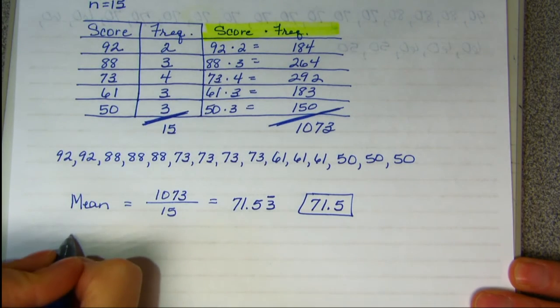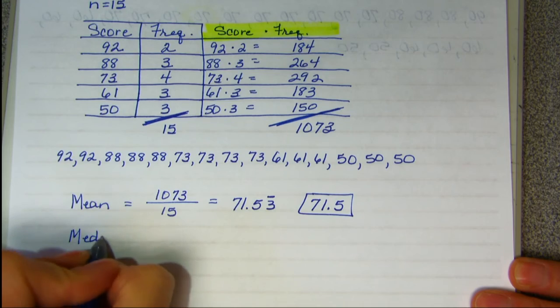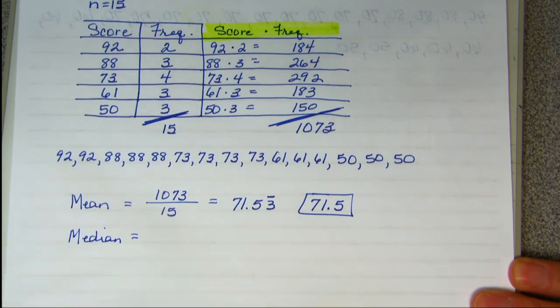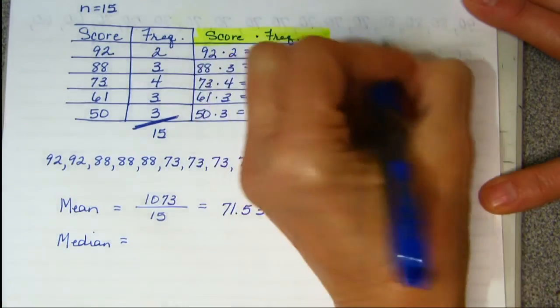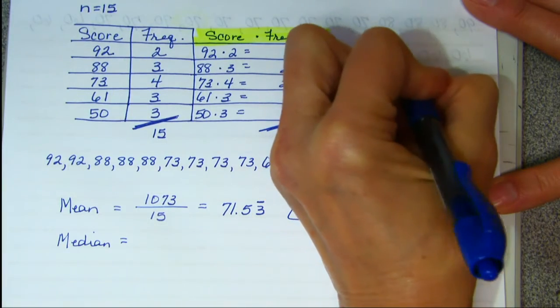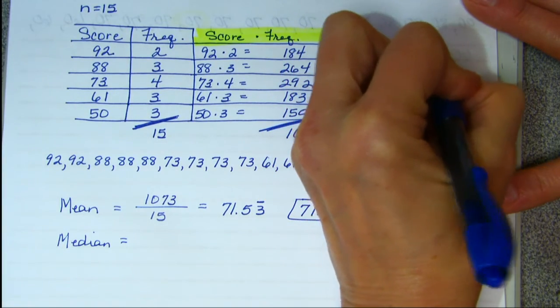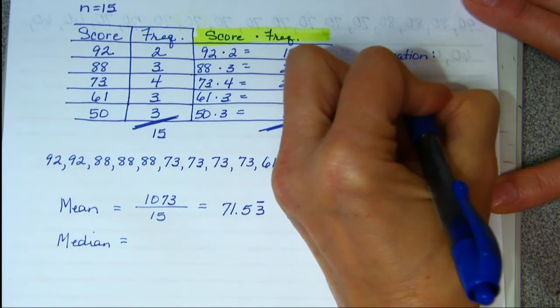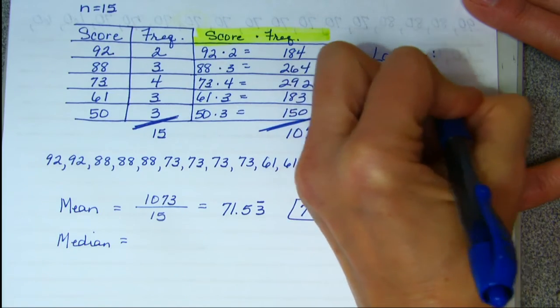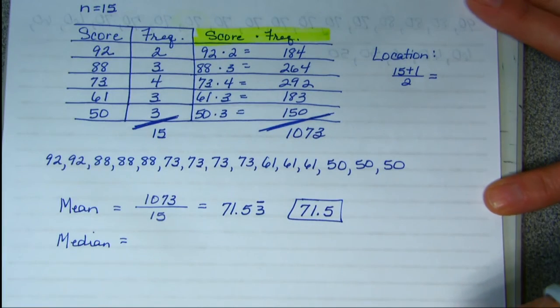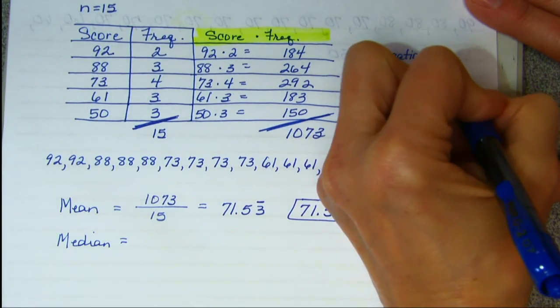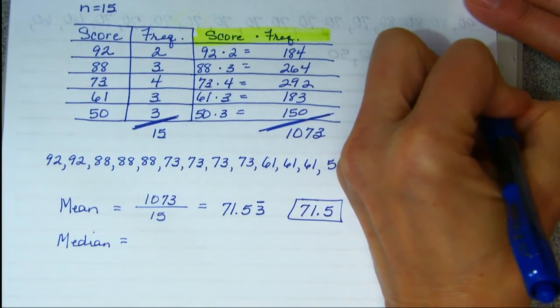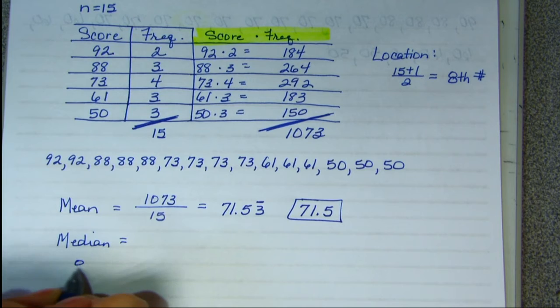All right, the median. So the first thing that we're going to do is we're going to find the location of the median. And that is n, 15, plus 1 divided by 2. 15 plus 1 is 16, divided by 2 is 8. So we know it's the 8th number. So my median is the 8th number.